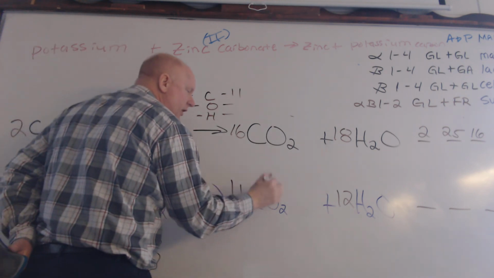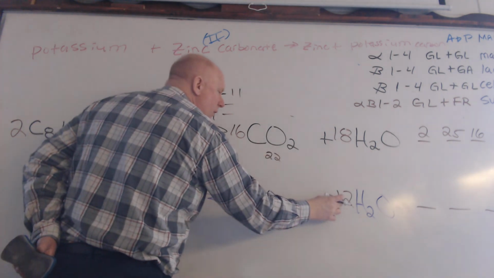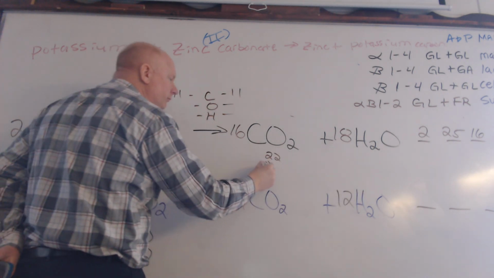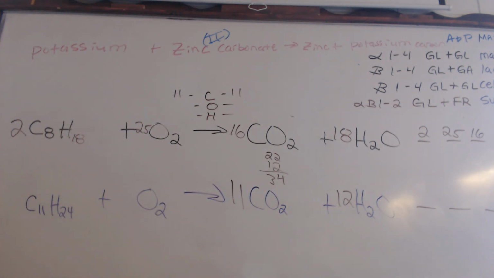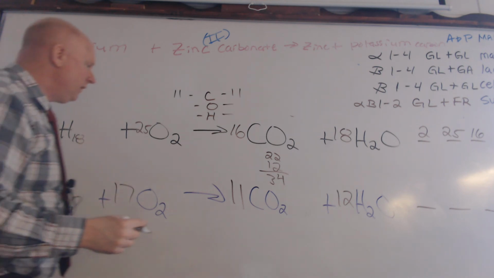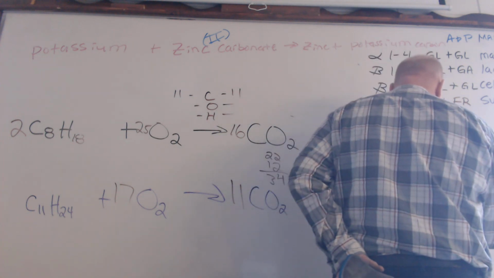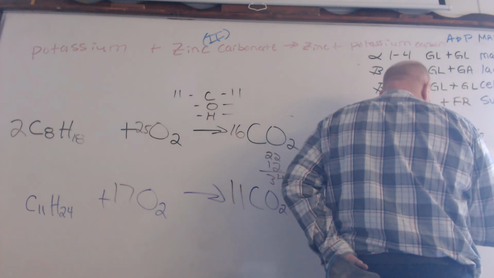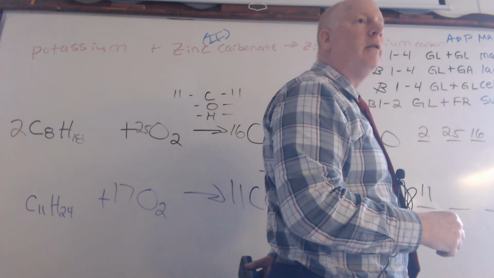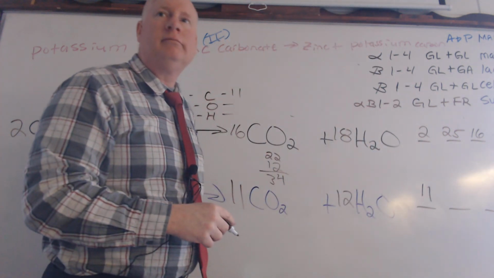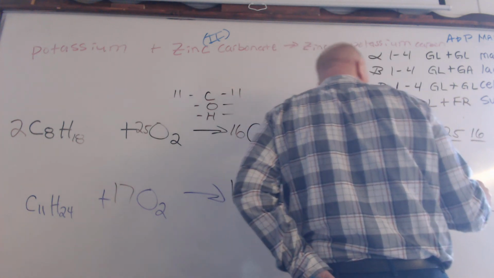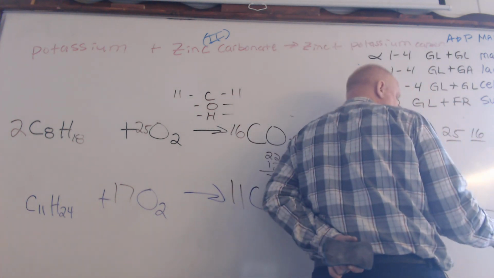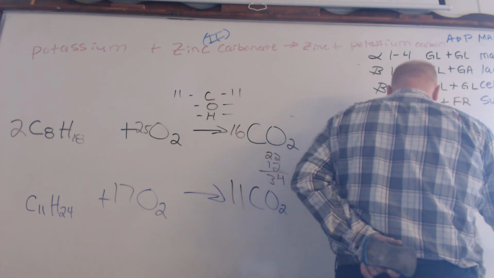Oxygens, 11 times 2, 22. 23 oxygens. 12 times 1, 12. Now you have an even number again. Then you put 34 divided by 2. So what are your coefficients here? 11, 11, 17. No, it's oxygen. What's this one? 11. And the last one. I can't see that.